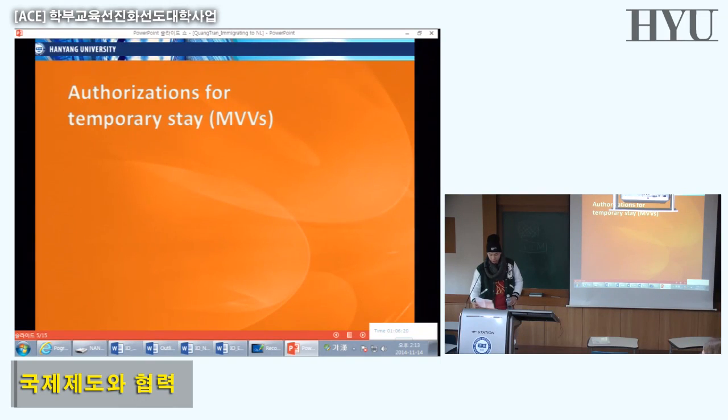Thank you, Milou. Now I would like to introduce you to the paperwork and the bureaucracy and all kinds of stuff you need to do in order to get to the Netherlands. Firstly, we have authorizations for temporary stay, MVVs. Most aliens from outside the European Union require a visa to enter the Netherlands. Those who wish to immigrate to the Netherlands require an authorization for temporary stay, MVV. And to qualify for an MVV, they must meet a number of conditions.